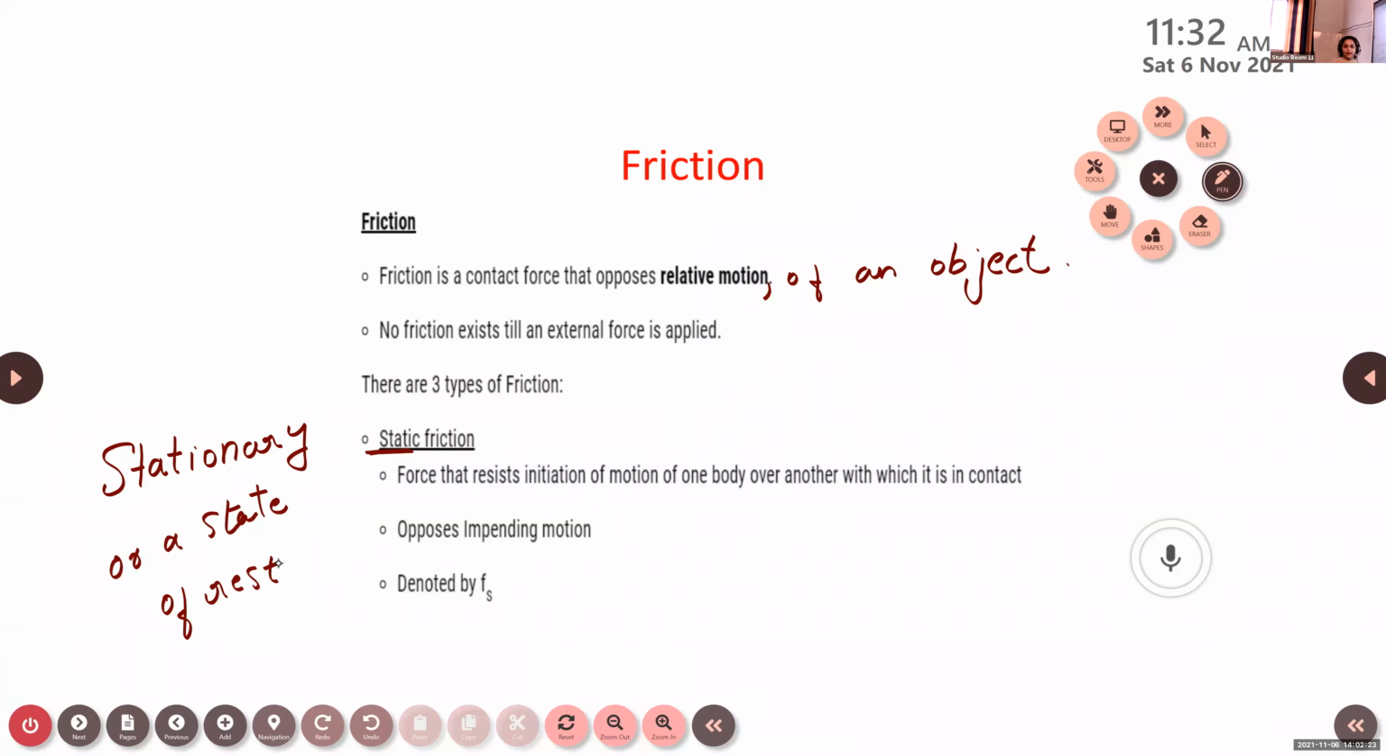Static friction is a frictional force which arises when one body rests on the surface of another body. Here you can see the definition for static friction: the force that resists the initiation of motion of one body over another with which it is in contact. Static friction is denoted by the letter F with a subscript small s, so Fs is used to denote static friction.